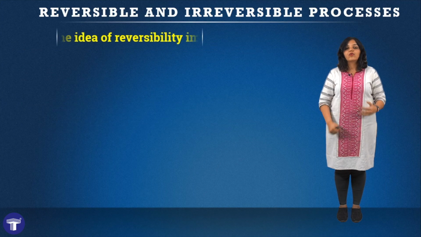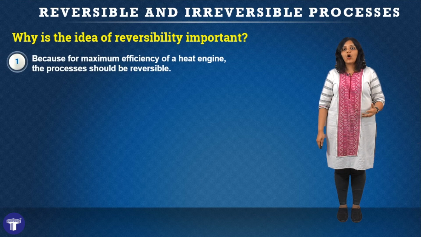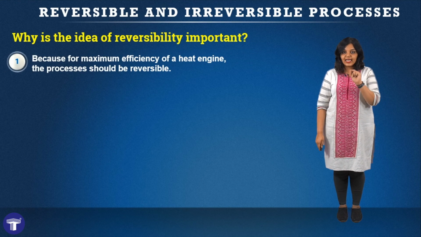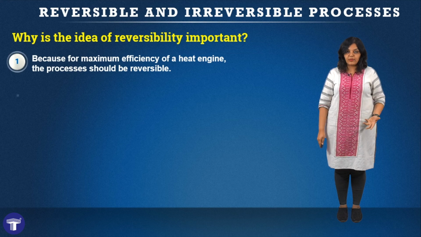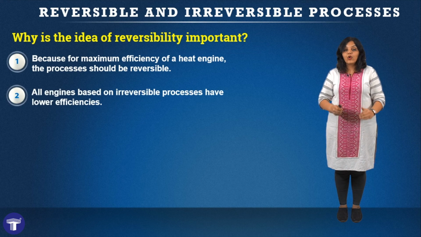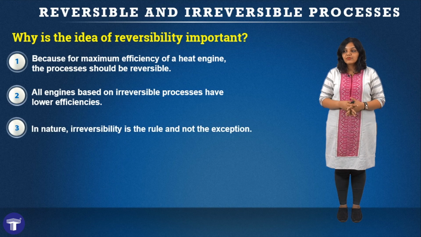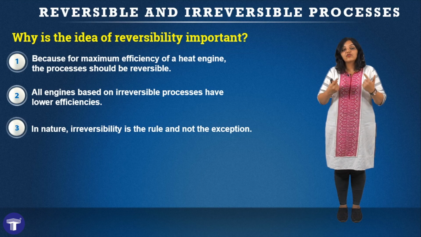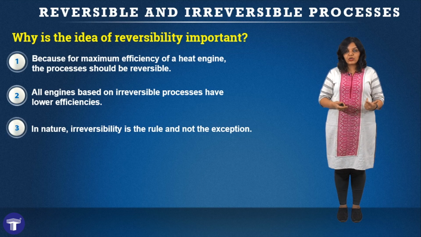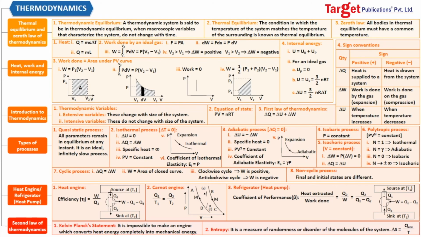So I asked the question, why is the idea of reversibility so important? First of all, we already saw that for maximum efficiency of a heat engine, the processes need to be reversible. Secondly, all engines based on irreversible processes have lower efficiencies. And finally, like I said, the reversibility idea is important because in nature, irreversibility is the rule and not the exception. Most natural processes are irreversible and not reversible. So this completes all the different concepts that I want to revise with you in thermodynamics. I hope you found this chapter as interesting as I find it.